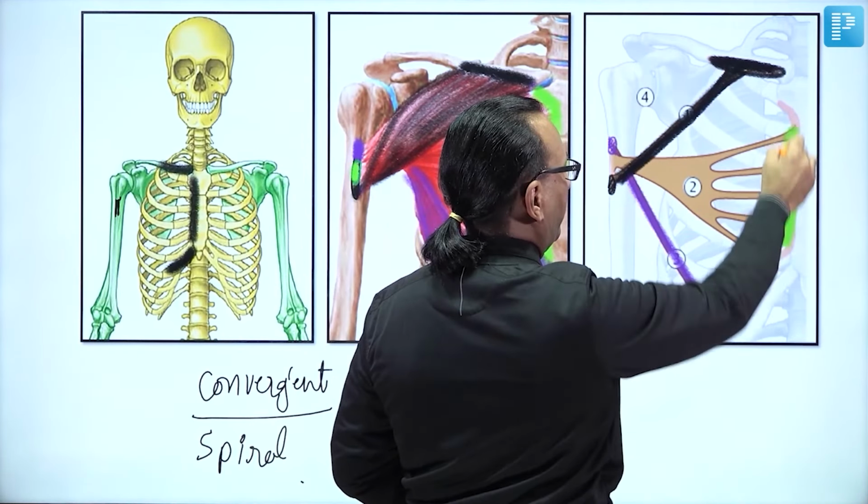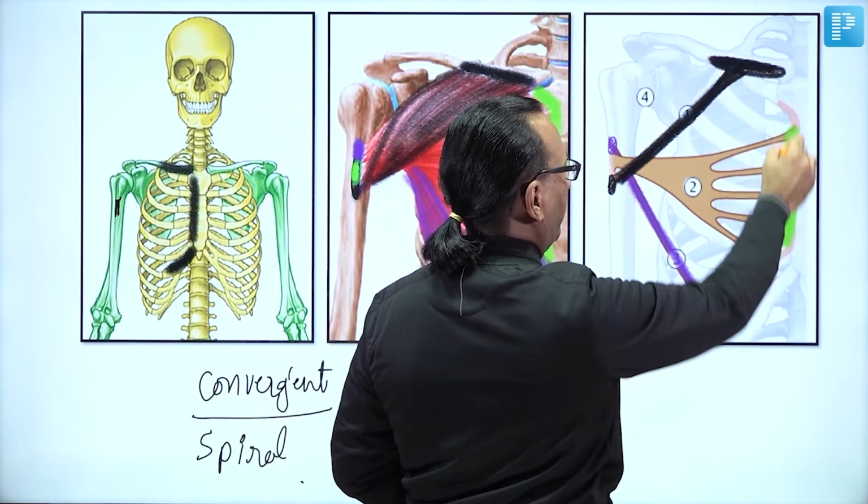Now we want to talk about its nerve supply and action as well. And we notice that this muscle is being supplied by the lateral and medial pectoral nerves. As we understand that in the axilla we have the brachial plexus, there are three cords of the brachial plexus.